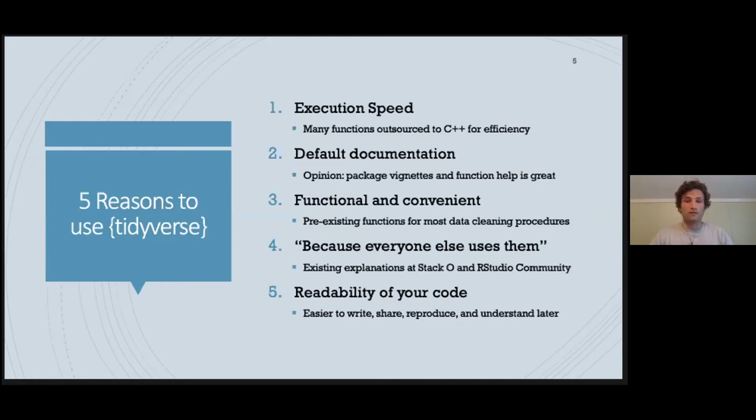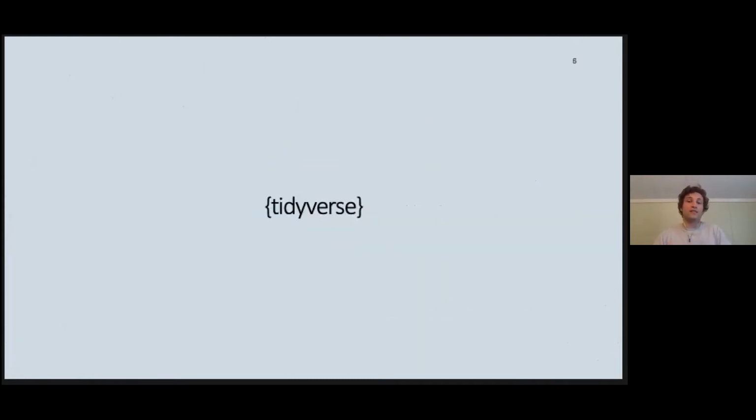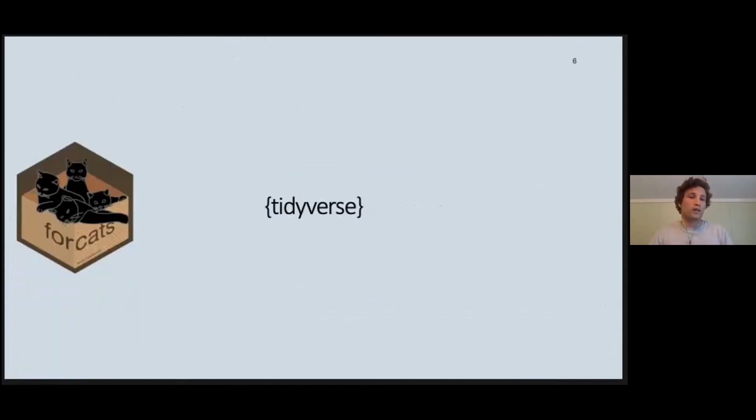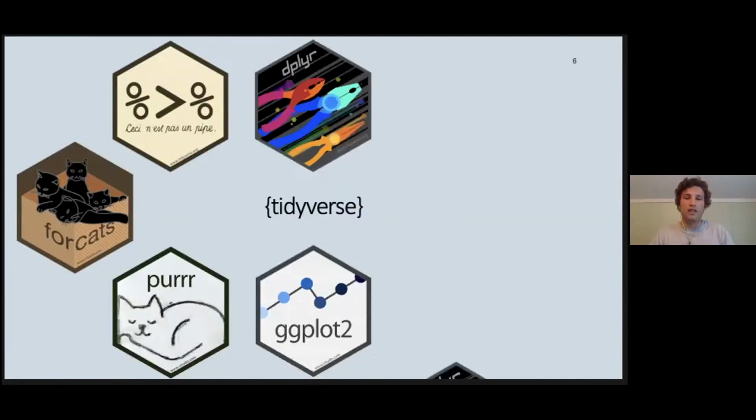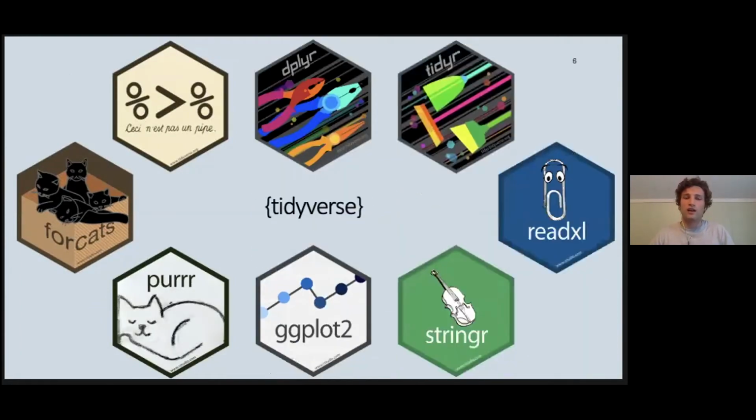So this is a general overview of the Tidyverse as a whole, and I want to start talking about some of the packages that are actually contained within it. To name just a few of the major ones, we have forcats, magrittr, purrr, dplyr, ggplot2, tidyr, stringr, and readxl. These are only a handful of the packages. There are a number more that I'm actually going to talk about called lubridate, tibble, readr, and I know there are at least 2, 3, 4 more after that.